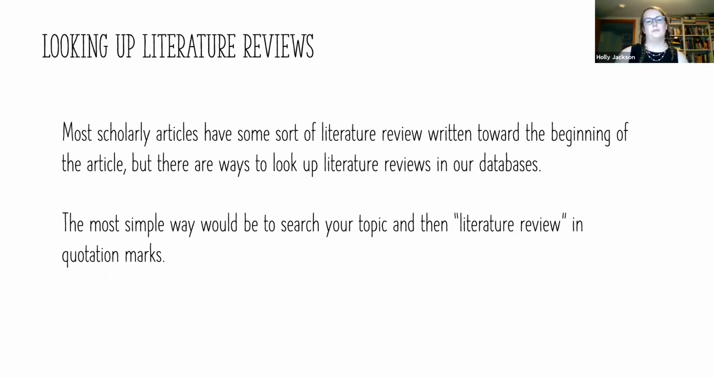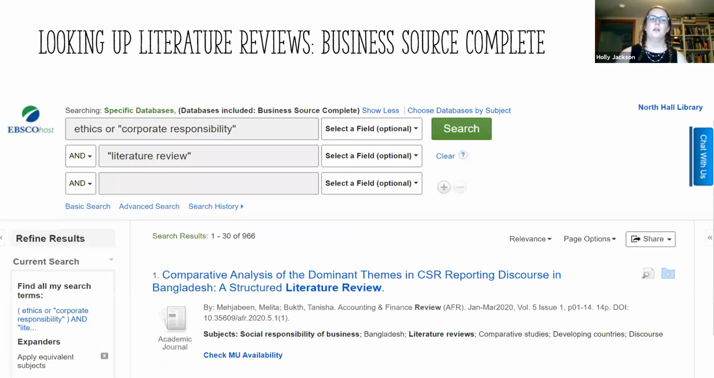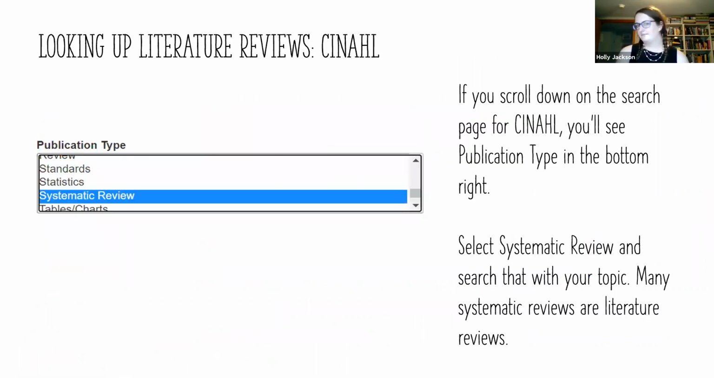The most simple way would be to research your topic and then literature review in quotation marks. So here's an example of Business Source Complete. If I were looking for something on ethics, I might search ethics or research responsibility or corporate responsibility and literature review. And I'll put literature review and corporate responsibility in quotation marks. And you can see right off at the top, comparative analysis of the dominant themes in CSR reporting discourse in Bangladesh, a structured literature review. And you can see in the subjects, literature review is showing up.